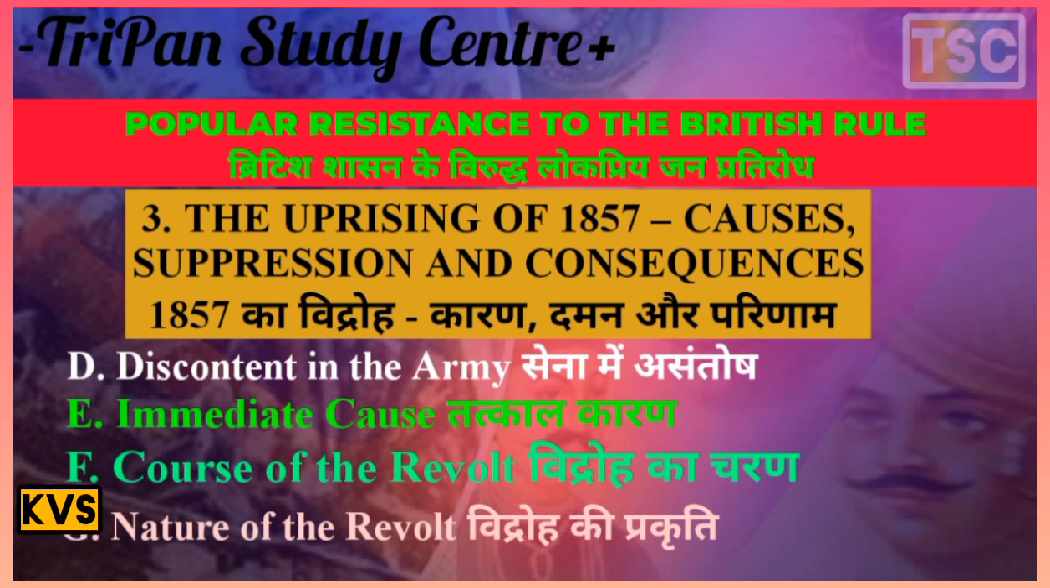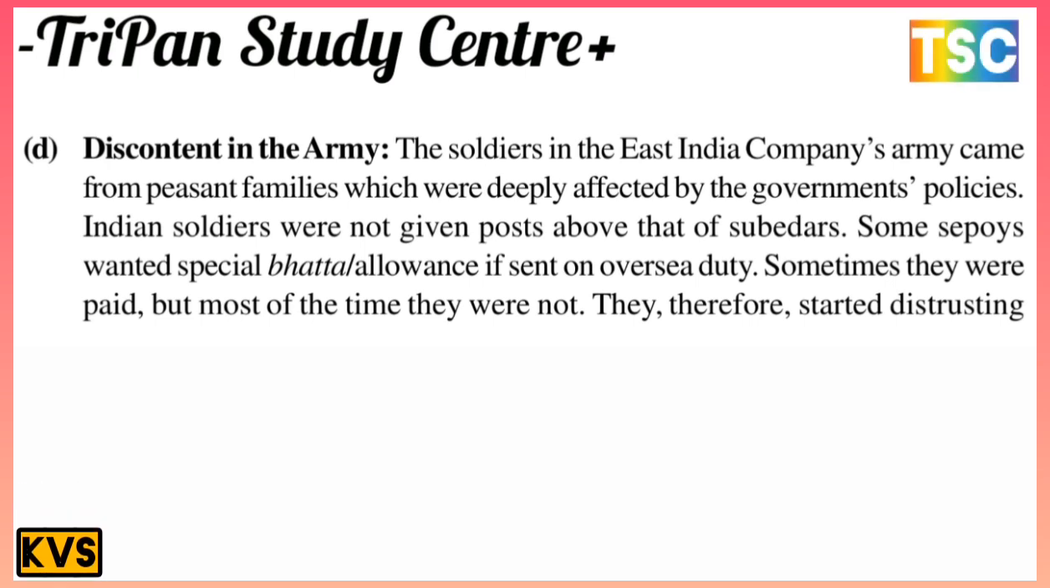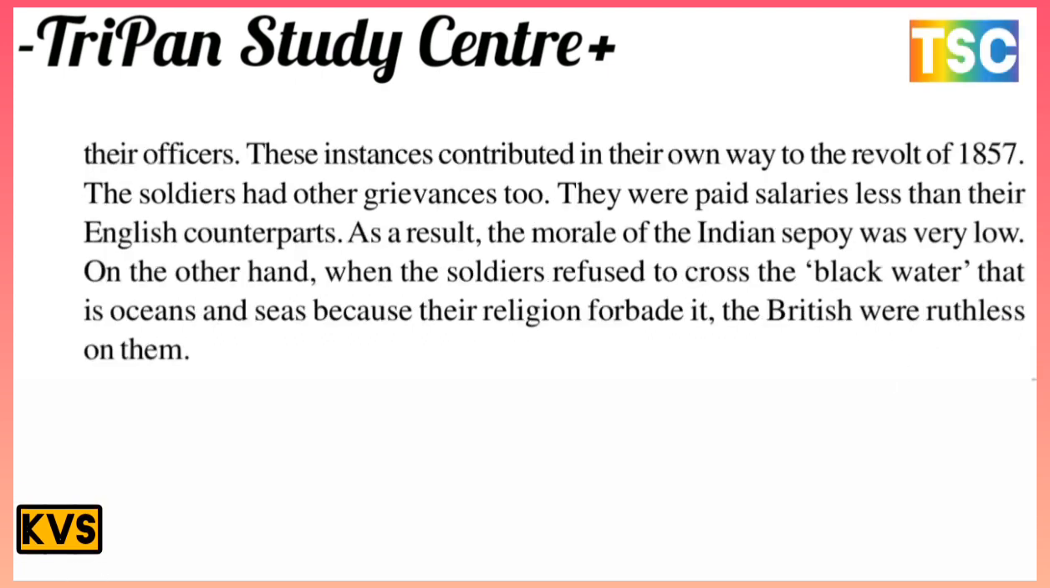The next is discontent in the army. The soldiers in the East India Company's army came from peasant families which were deeply affected by the government's policy. Indian soldiers were not given posts above that of subedar, and some sepoys were promised a special batta allowance if sent on duty overseas. Sometimes it was paid but most of the time it was not. They therefore started to distrust their officers, and this contributed in its own way to the revolt of 1857.